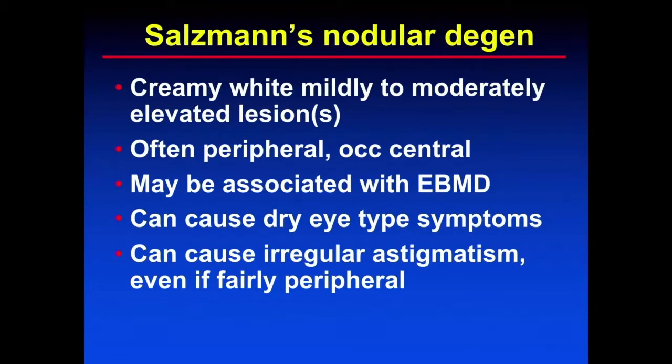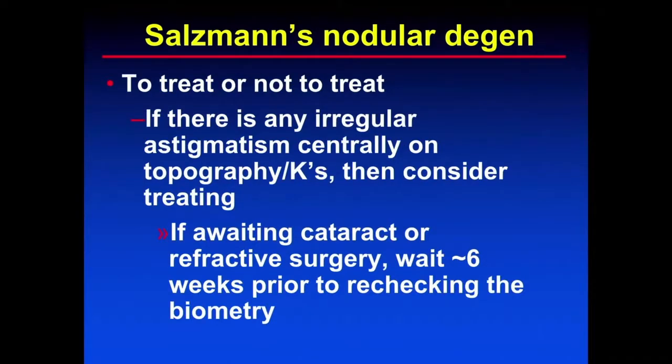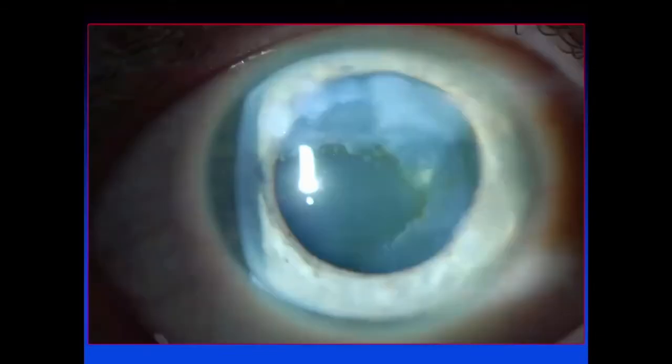All right, second topic, Salzmann's nodular degeneration: these creamy white, moderately elevated nodules, usually peripheral, sometimes central. They may be associated with EBMD, can cause dry eye type symptoms, but also irregular astigmatism, even if it's fairly peripheral. Here too, to treat or not to treat? If there's irregular astigmatism, then you should consider treating. And again, you want to wait about 6 weeks post-treatment to recheck any biometry.